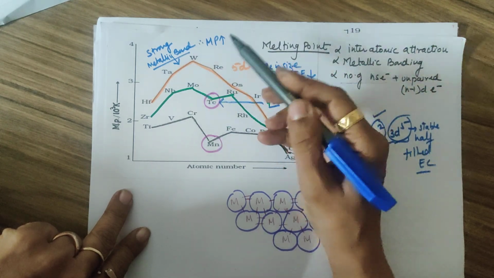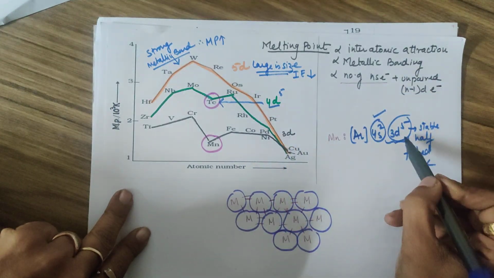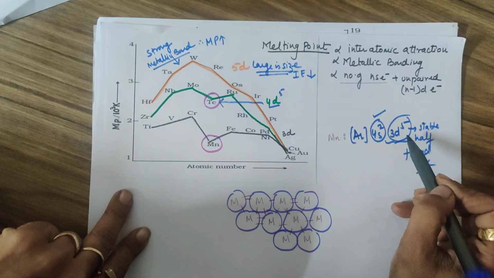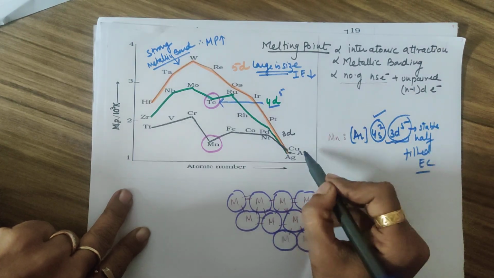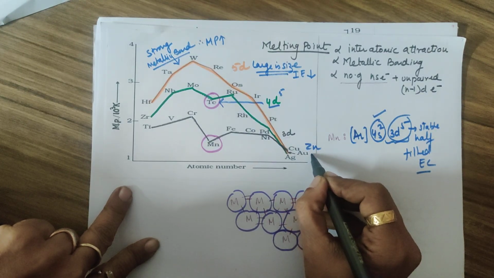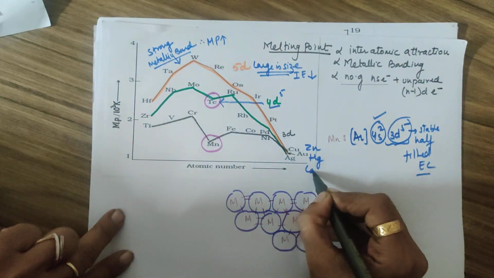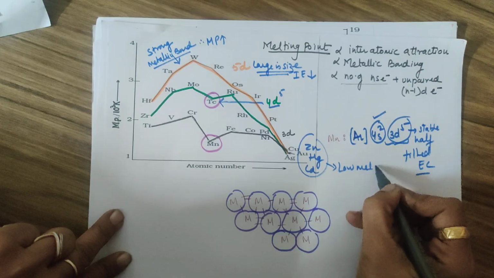And what could be the reason for this dip in the center where you have d5? It is because of the stable configuration of d5. They are reluctant to participate in metallic bonding. Also, after copper, you have zinc. In the next series, you also have cadmium, and in this one, you have mercury. Now these are low melting in nature.